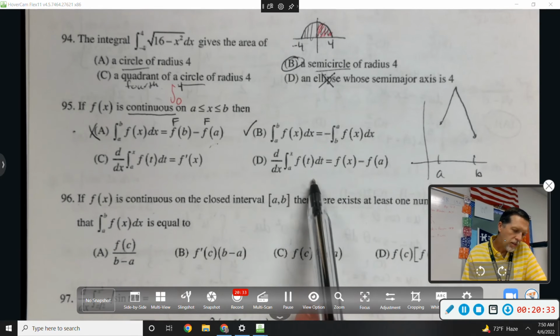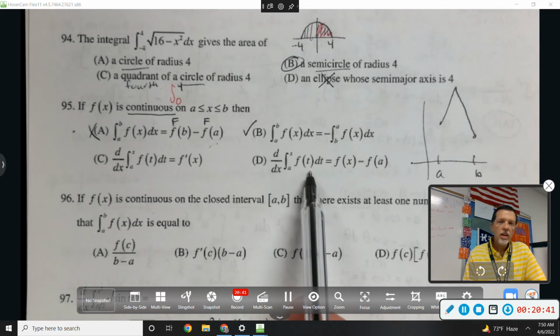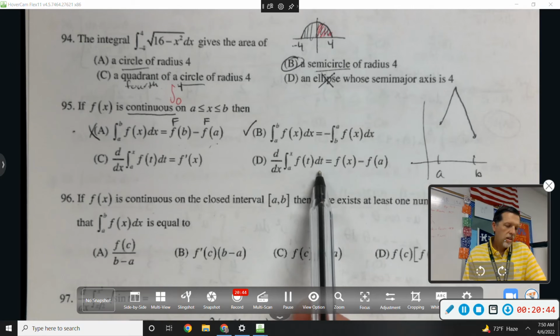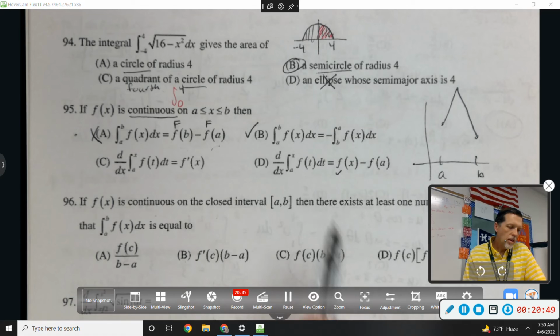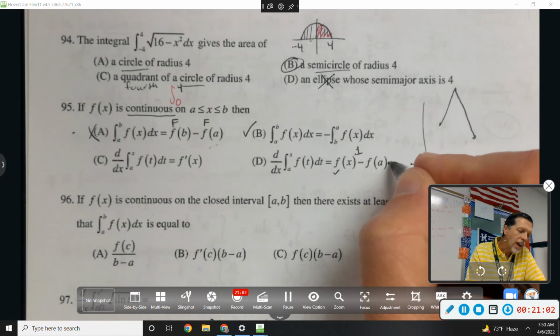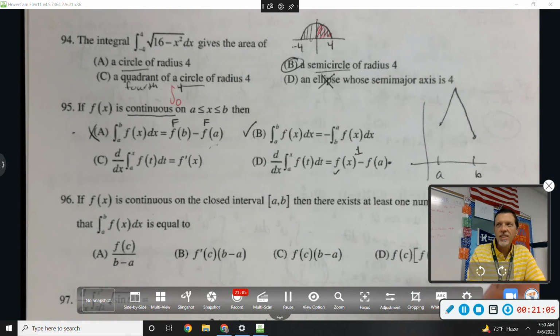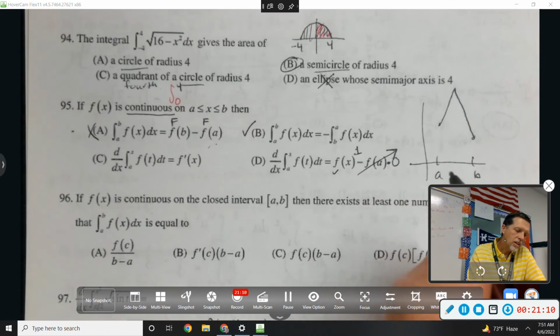D is out for the same reason as A. Well, wait. The derivative of the integral should get us back to f. Oh, okay, I see, derivative. So the derivative of the integral gets us back to f. So I'm okay with the f there. So what is wrong with D? They plugged in the top minus plugged in the bottom. If you do the derivative of x, you get times 1, so that's fine. If you do the derivative of a, and a is a constant, that's 0, so that term shouldn't be there. So D is out.